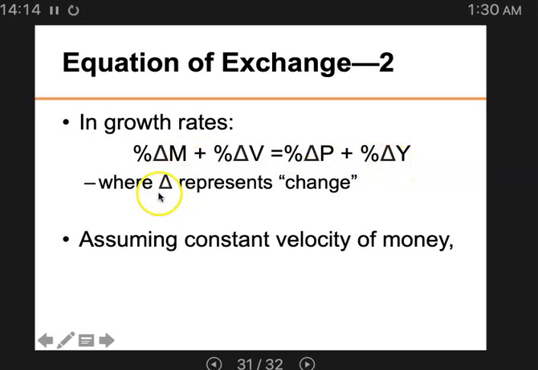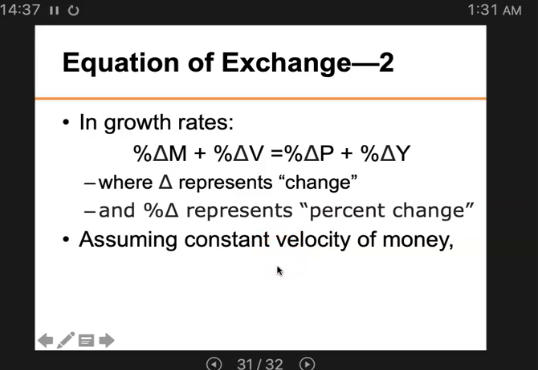This little symbol is called delta. It's the percentage change in the amount of money supply plus the percentage change in the velocity, which should equal the percentage change of the price level, which is the inflation rate, plus the percentage change in the real GDP, which is economic growth. We are going to assume that we have a constant velocity, so that means this term is 0.